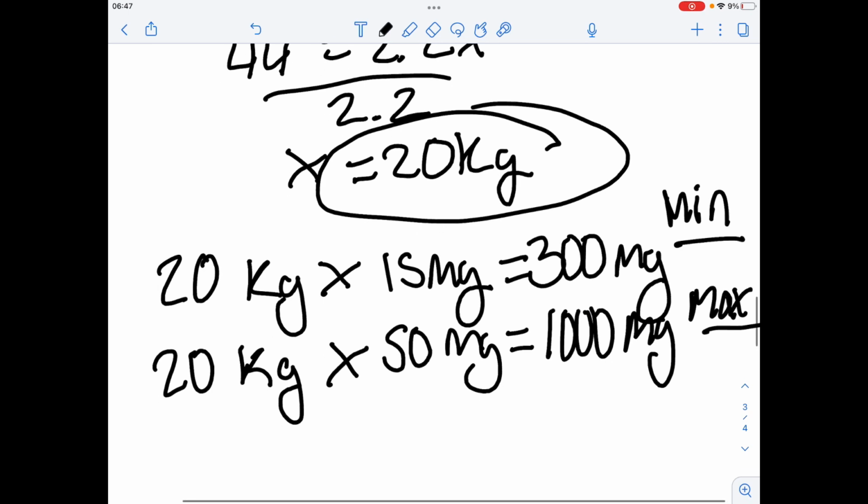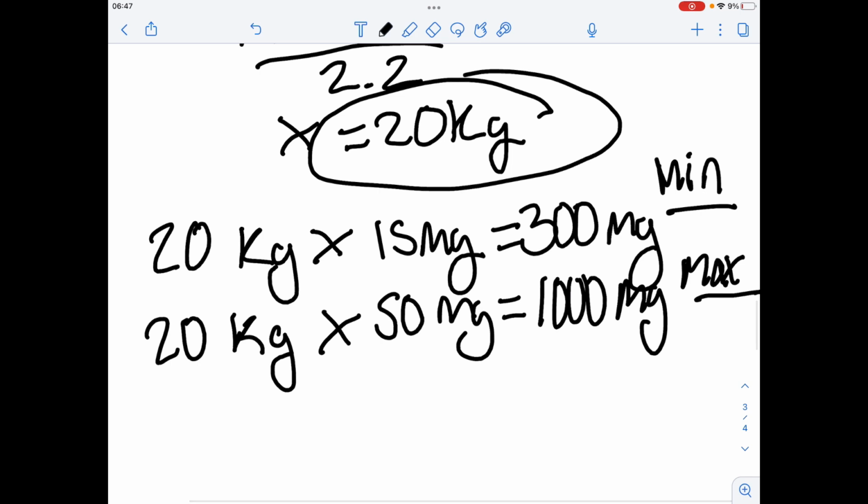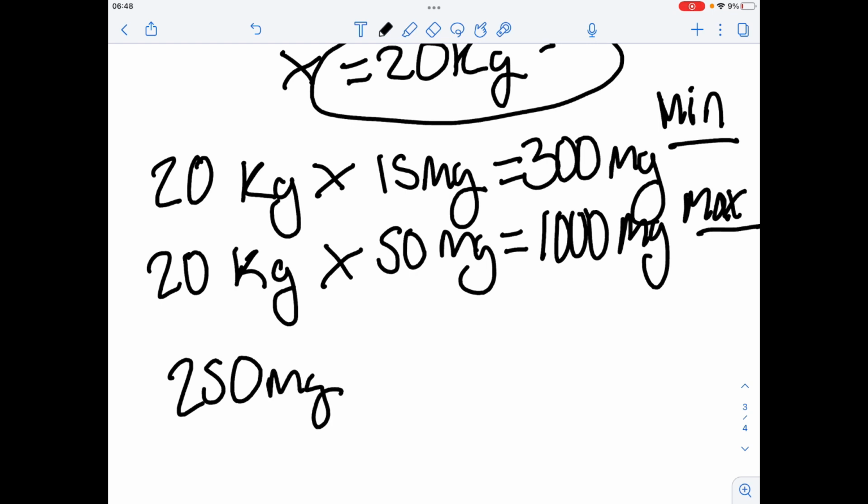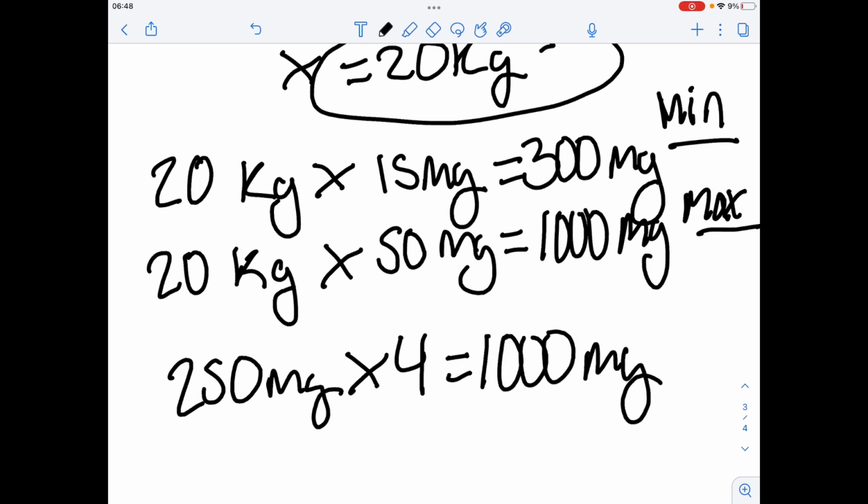And if we take our 250 milligram that we're supposed to take QID, or 4 times a day, so times 4, this would be 1,000 milligrams. 1,000 milligrams, right here, is our max dose. So since this is our max, it is just barely safe.